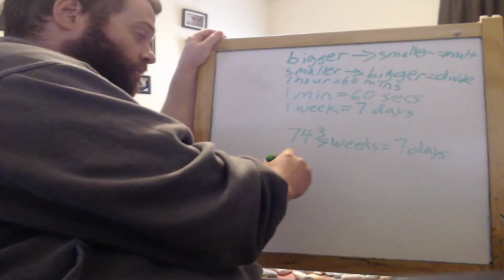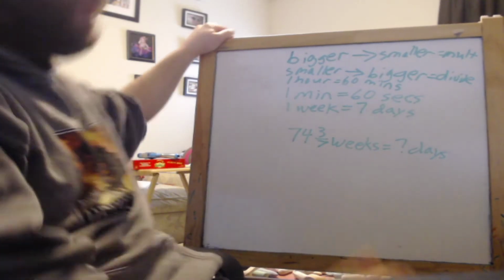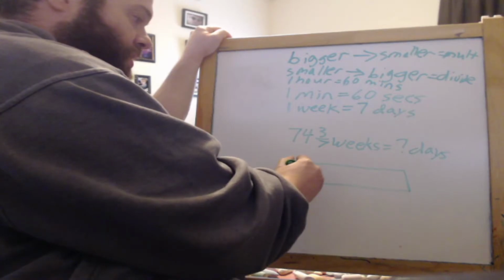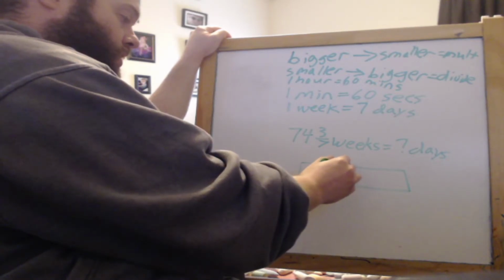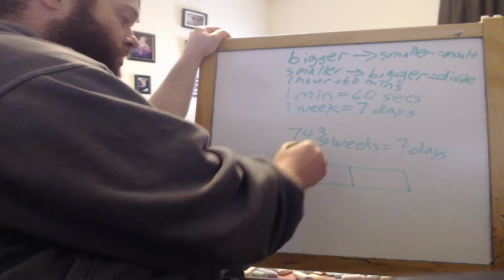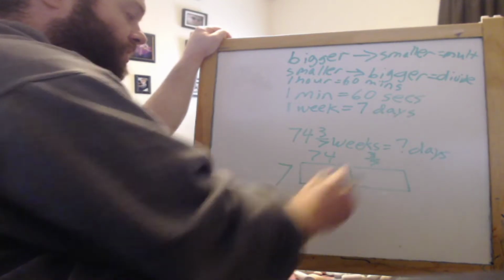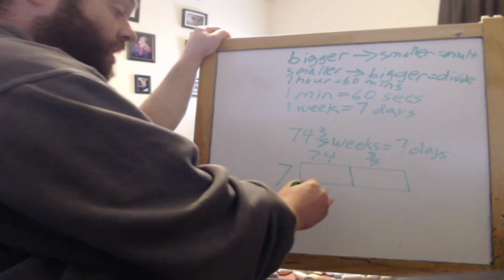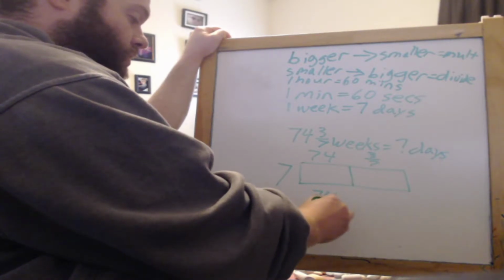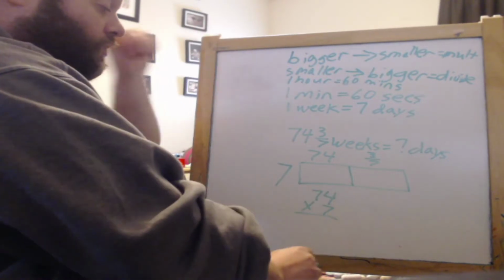So we have to do 74 and 3/7 times 7. So how I like to do this is basically the window method, right? So we are putting 7 here, then 74 here, and then 3/7 here. So we have to do 7 times 74, okay? So that's the first thing we're doing. I'm just going to use the standard algorithm. 7 times 4.